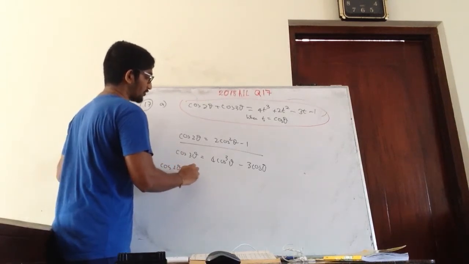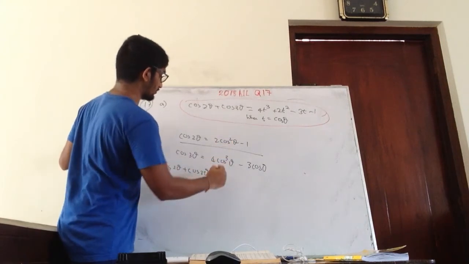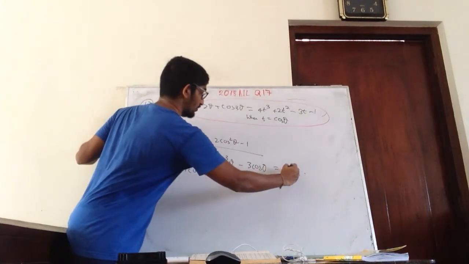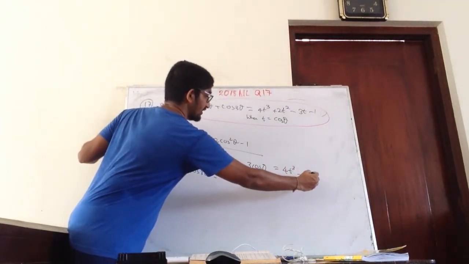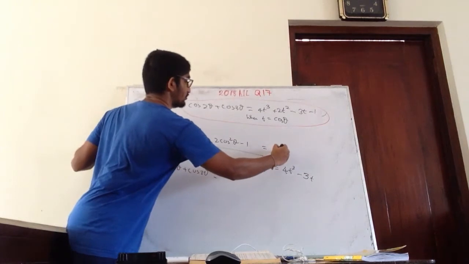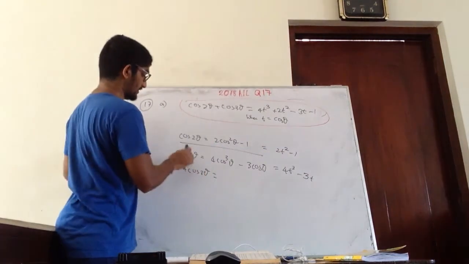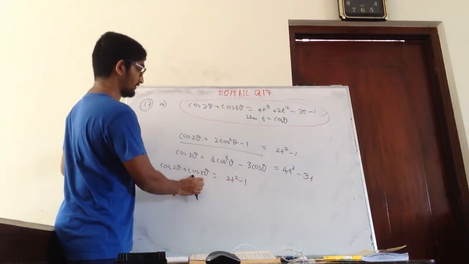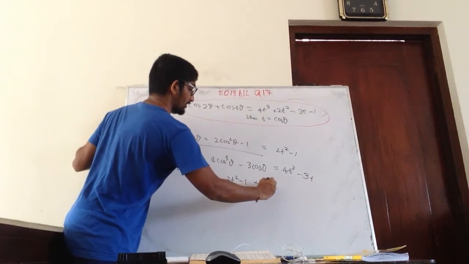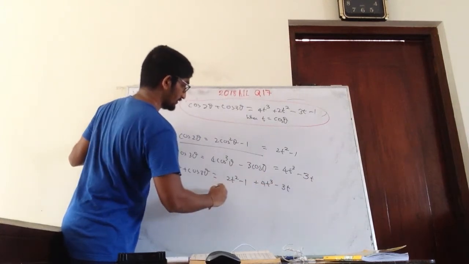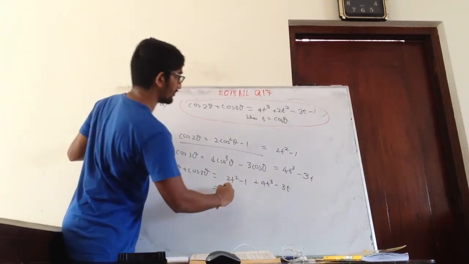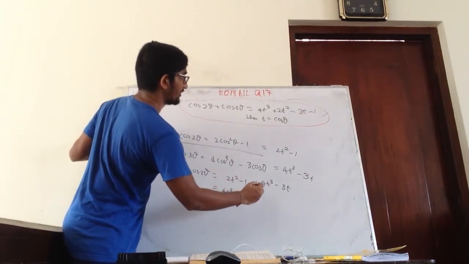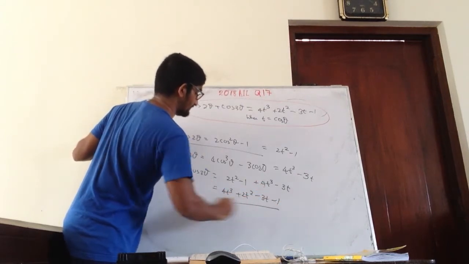Cos 2 theta plus cos 3 theta equal to, so we can write this as 4t cube minus 3t. This can be written as 2t square minus 1. So we can write cos 2 theta as 2t square minus 1, and cos 3 theta as 4t cube minus 3t. So you get the answer, right? So now you get the answer 4t cube plus 2t square minus 3t minus 1.